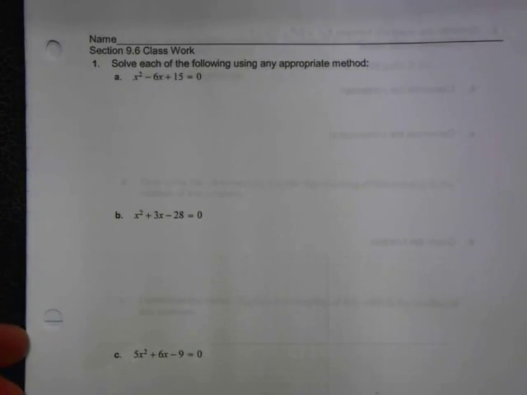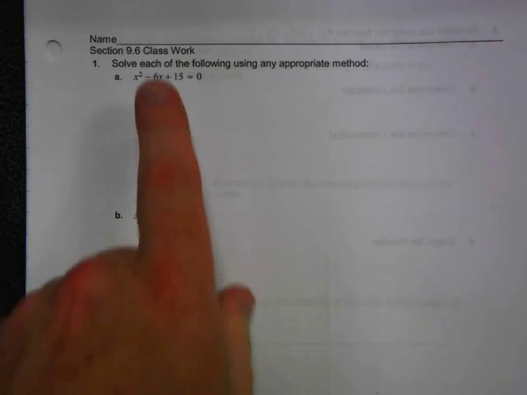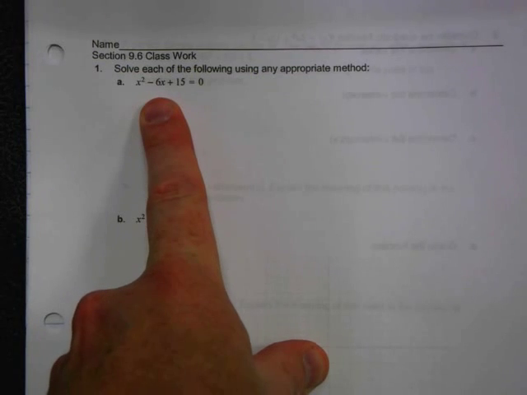All right, so I'm not going to solve these because I don't have time today to do all these. What I do want to talk about, it says solve using any appropriate method. So as we talked about a little while ago, we have 4 different choices. We can factor, we can complete the square, we can use the square root method, we can use the formula. Looking at this first problem, which method would you use?